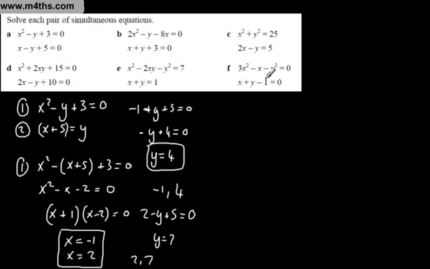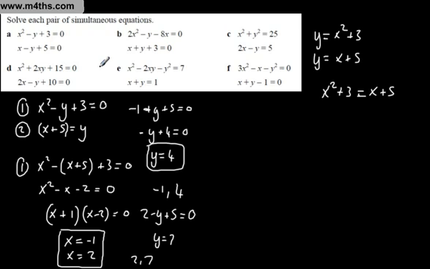What you could have done on that one is, again, made y the subject of the top one. You could have said y is equal to x squared plus 3. And on the bottom one, y is equal to x plus 5. And if that's the case, then x squared plus 3 has got to equal x plus 5. Okay, so what we'd end up now with is the following.